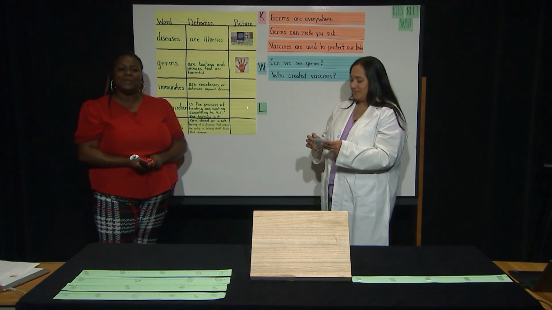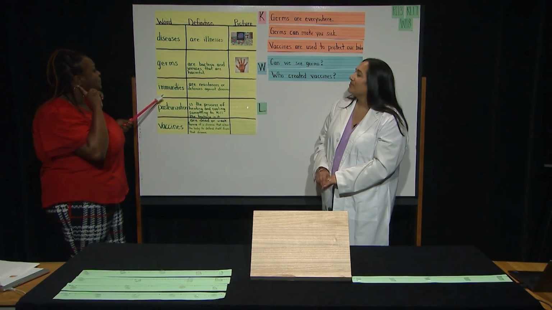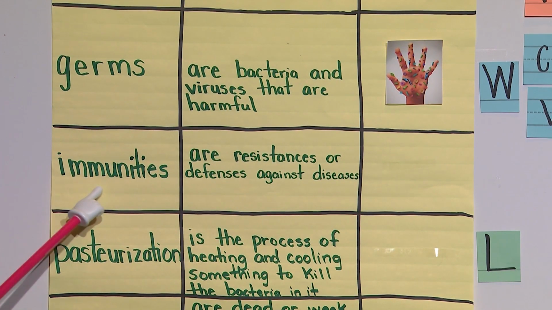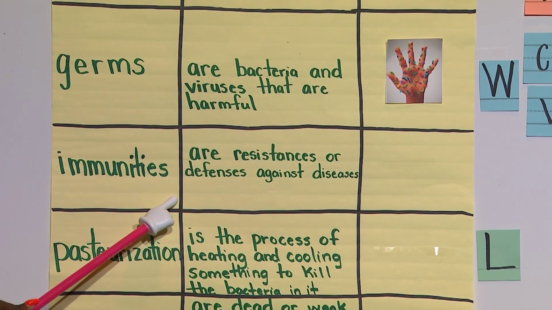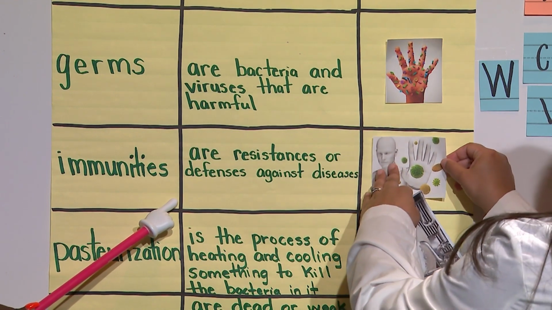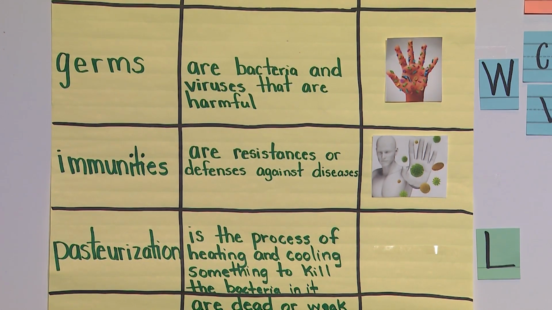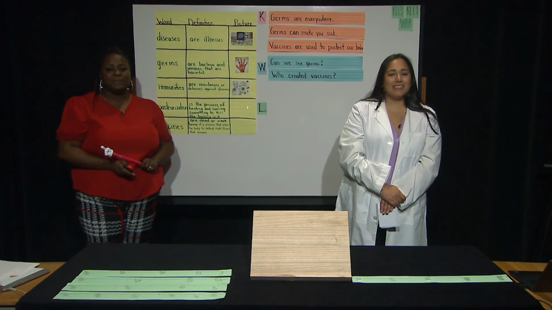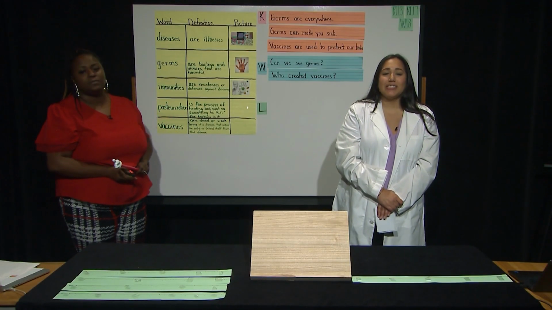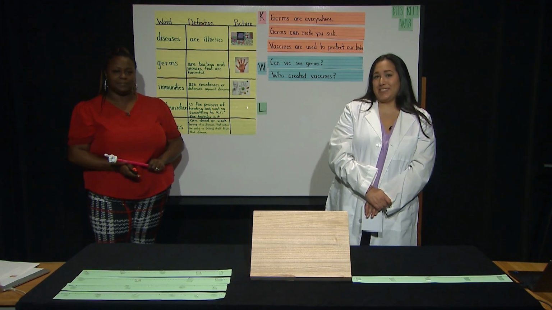Thank you, Dr. Wellbody. Our next word is immunities. What word? Immunities. Immunities are resistances or defenses against diseases. Here is a picture of someone's body fighting against different diseases that may want to attack their body. Dr. Wellbody, can you give us a sentence? Yes. Getting vaccinations helps our body to build immunities.